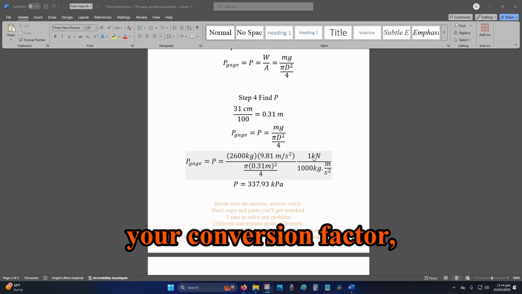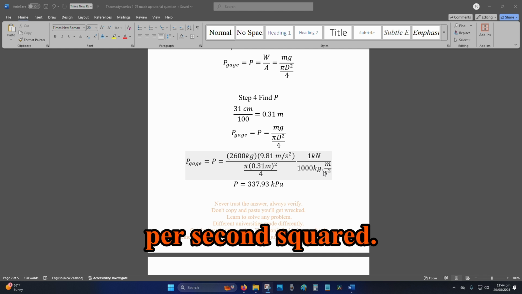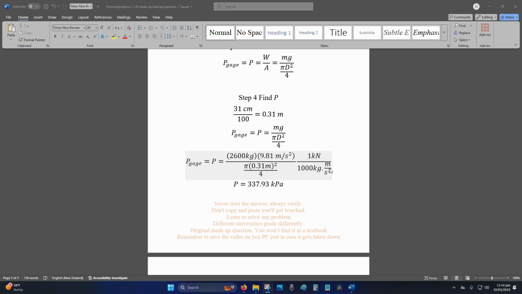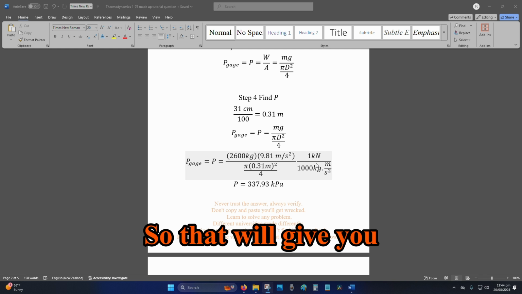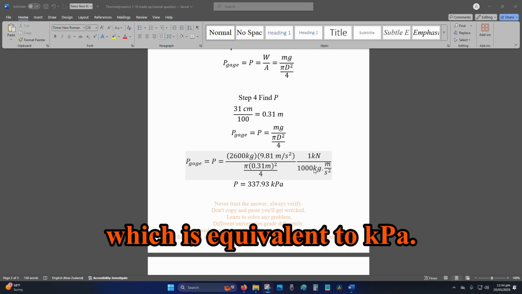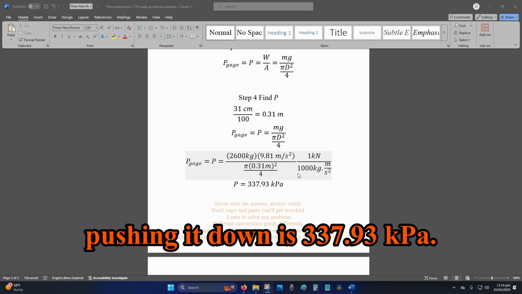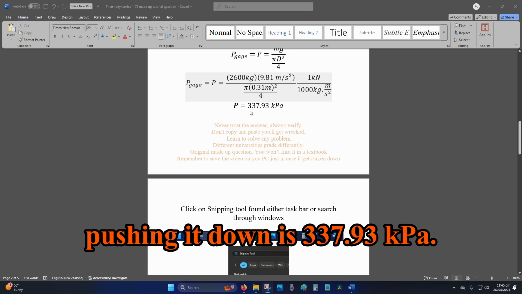And then you've got your conversion factor, 1 kilonewton divided by 1,000 kilograms meter per second squared. So that will give you kilonewtons per meter squared, which is equivalent to kPa. So your gauge pressure to counteract the vehicle pushing it down is 337.93 kPa.